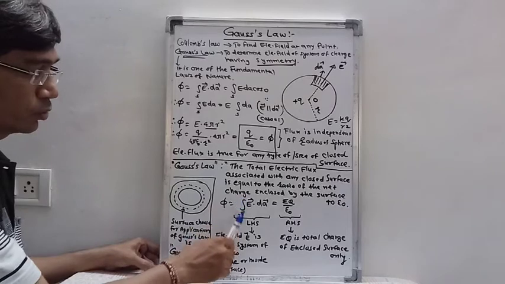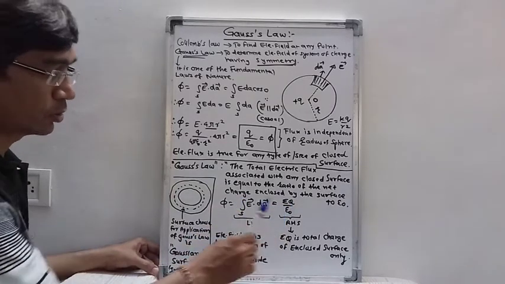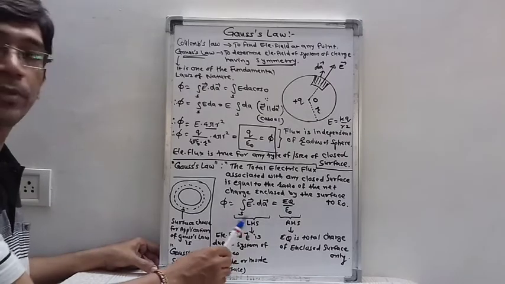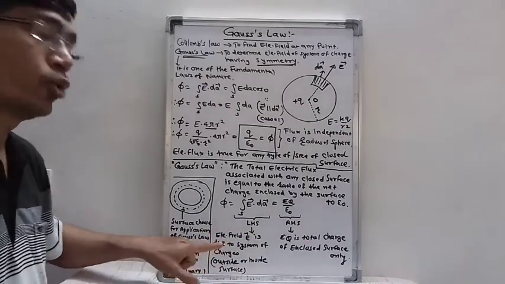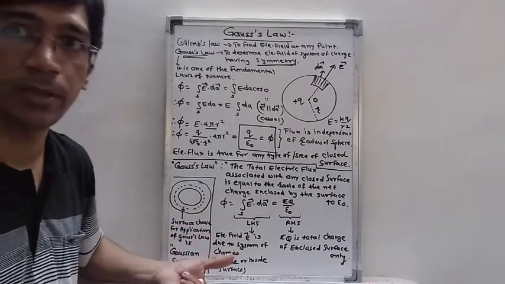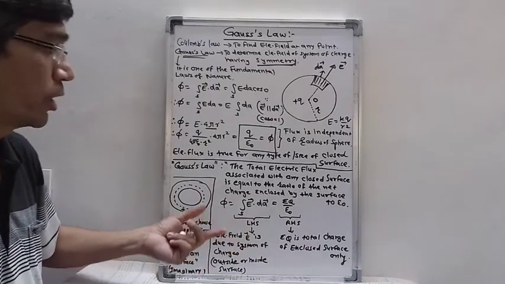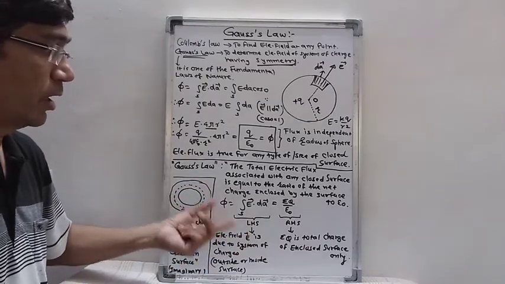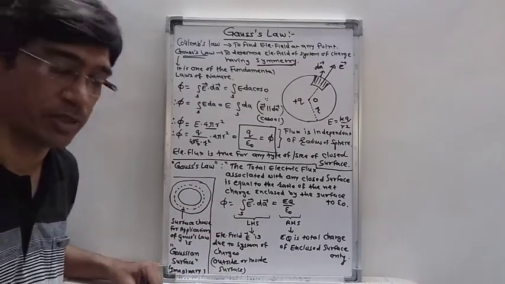So flux is equal to the surface integration of E dot dA, which is equal to sigma q upon epsilon 0. The left hand side of this equation indicates that the electric field E is due to the system of charges, whether they are outside or inside the surface. It is the electric field of all the charges included in the system.